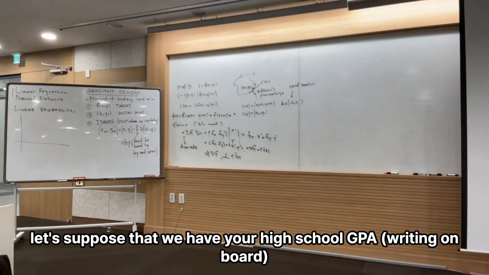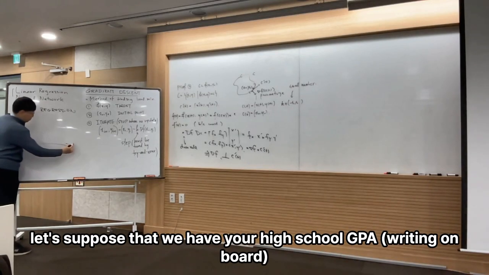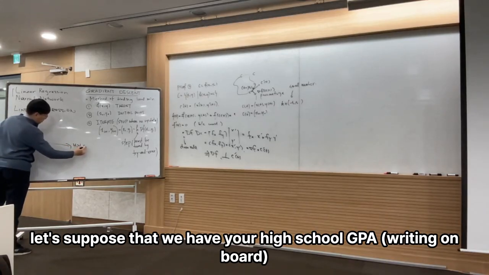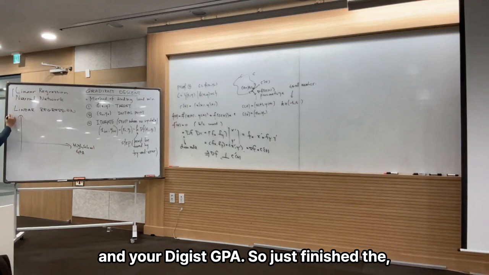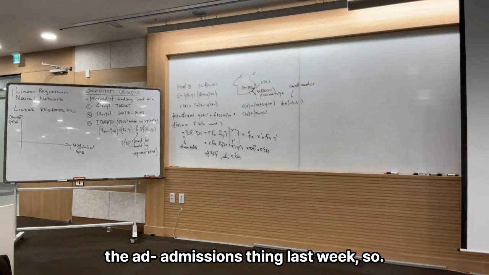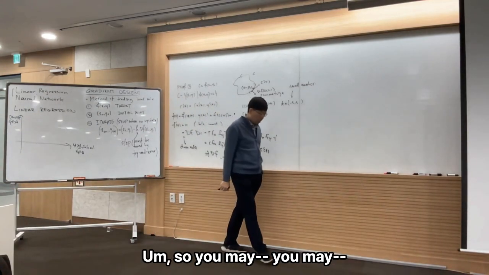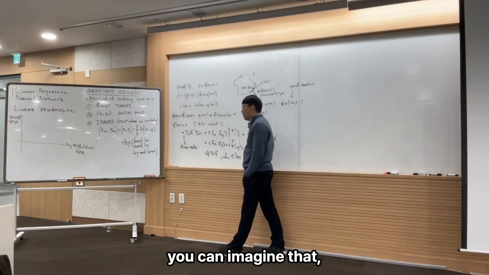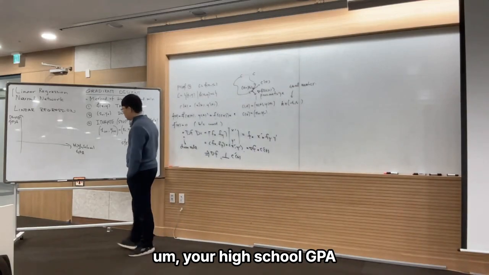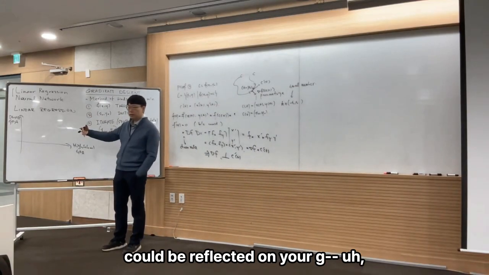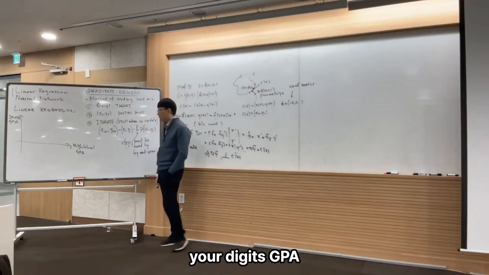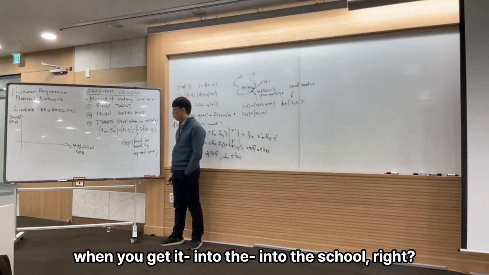So let's suppose that we have your high school GPA and your DGIST GPA. I just finished the admissions thing last week. So you can imagine that your high school GPA could be reflected on your DGIST GPA when you get into the school, right?